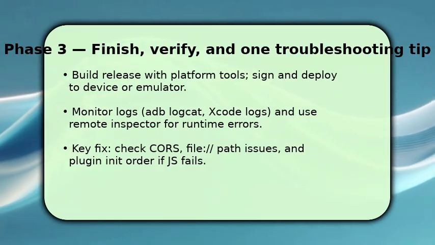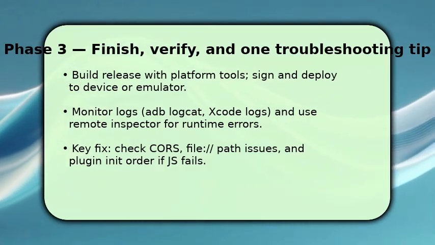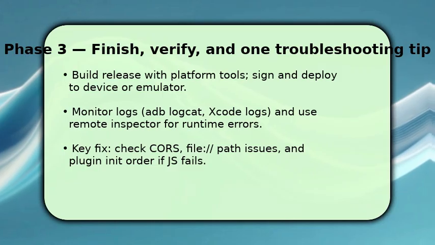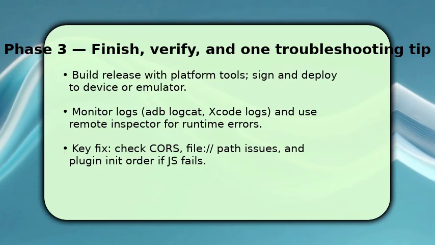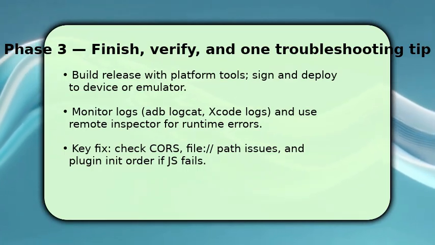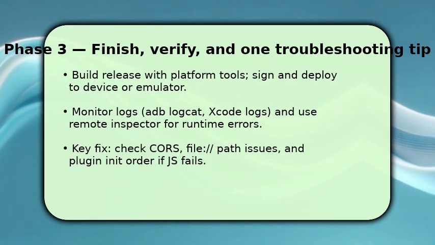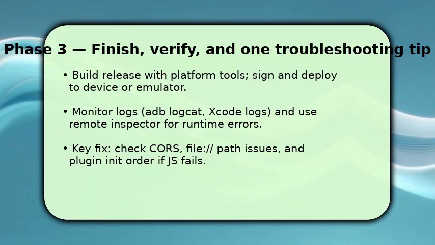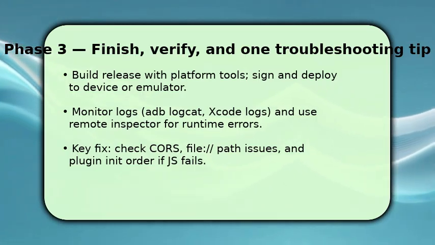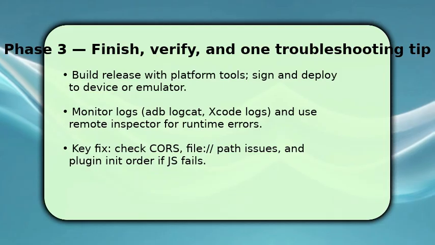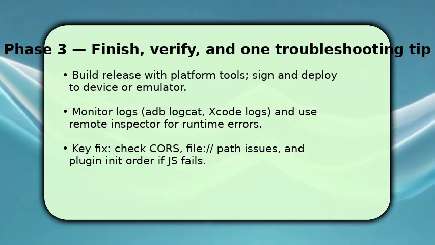Use platform build tools to create a signed release or a debug APK/IPA and run it on a device or emulator. If something breaks, inspect runtime logs via adb logcat or Xcode and use the web inspector to trace errors. Make sure to check CORS and file:// path handling, and confirm plugins initialize before your scripts run. Fixing those 3 issues solves most runtime failures.